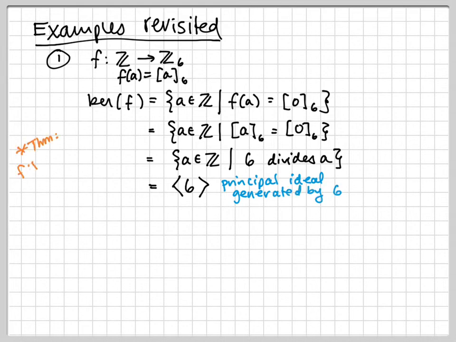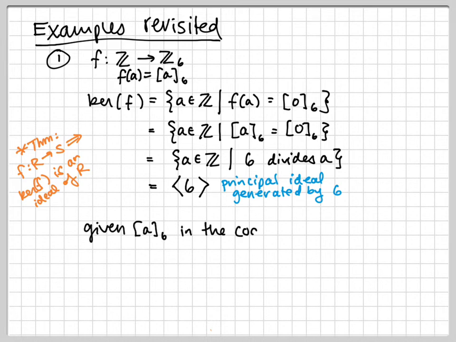Now here's a cool theorem that I will ask you to prove as part of your writing assignment at some point. Given a ring homomorphism from R to S, the kernel of f is always an ideal of R. So it wasn't an accident here that we got the ideal generated by 6.